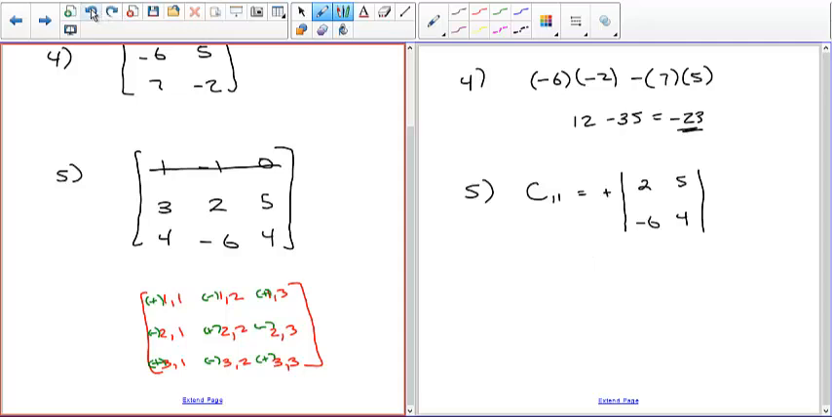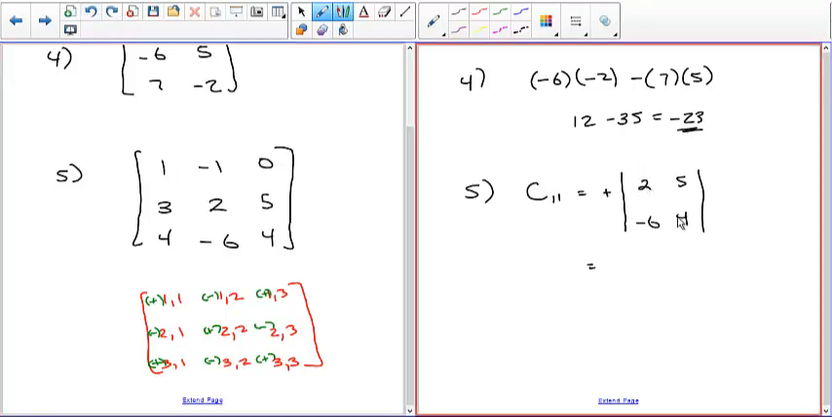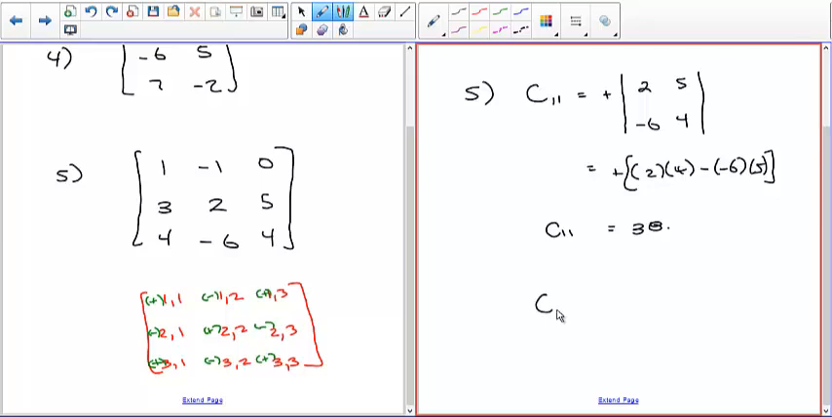Let me just take those off now. So we got that. So the determinant of a 2 by 2 is just going to be 2 times 4 minus -6 times 5. So that's 8 plus 30, so that's 38. So that's the cofactor. This is called the minor. This is the cofactor.